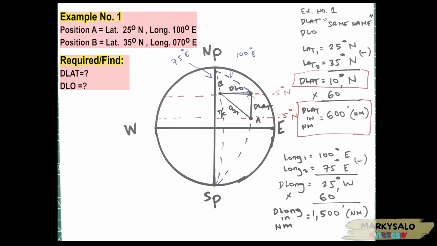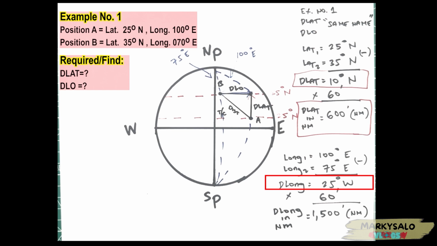According to the rules of the DLO, if longitudes have the same name, we need to subtract. So the answer will be 25 degrees and the name will be west, since our course is westward, or 270 degrees.